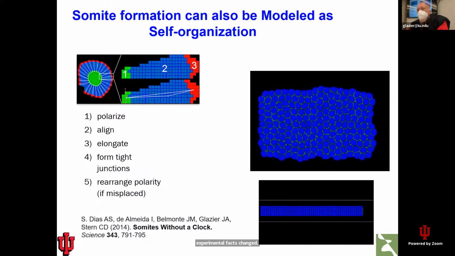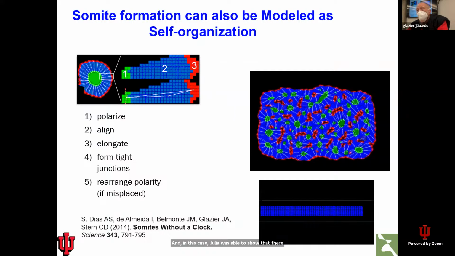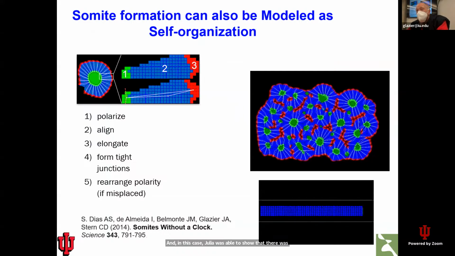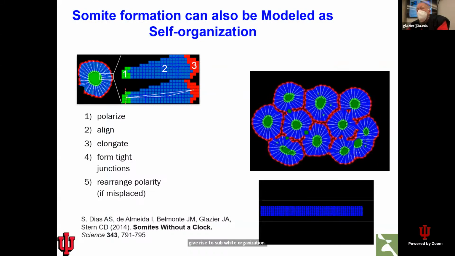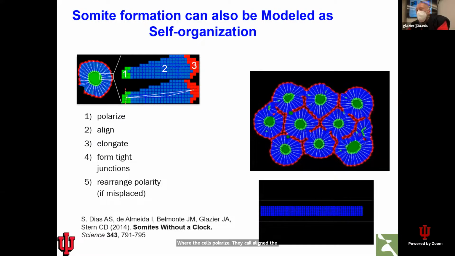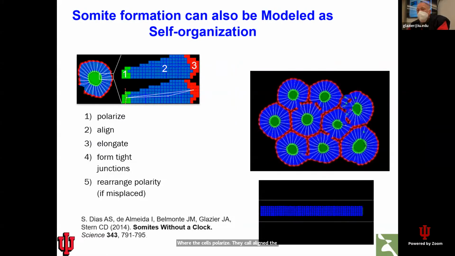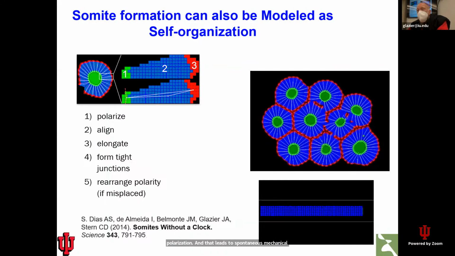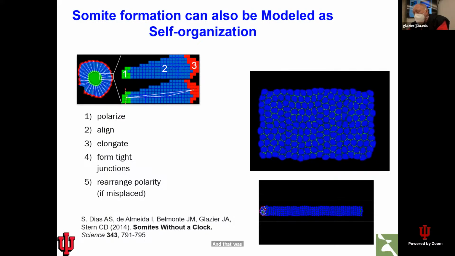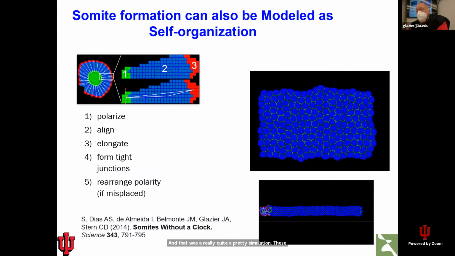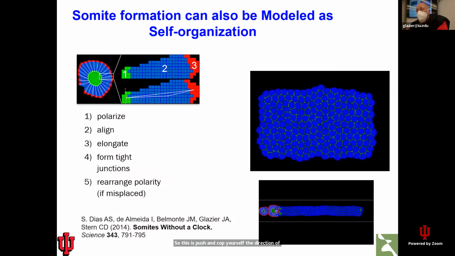In this case, Giulio was able to show that there was an alternative, purely mechanical mechanism that could give rise to somite organization, where the cells polarize, they co-align the polarization, and that leads to spontaneous mechanical organization of somites. And that was really quite a pretty simulation. These are simulations where the cells have compartments and rather complicated mechanical properties. So this is pushing CompuCell in the direction of more detailed mechanical simulations.